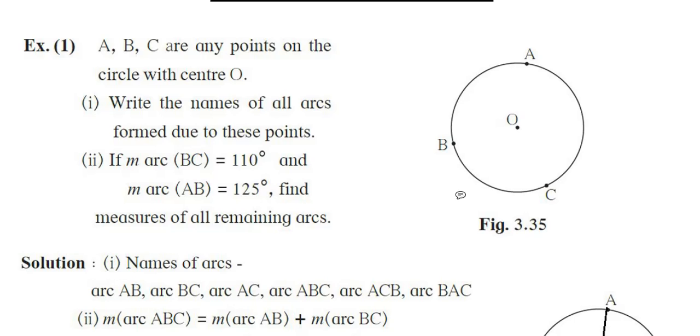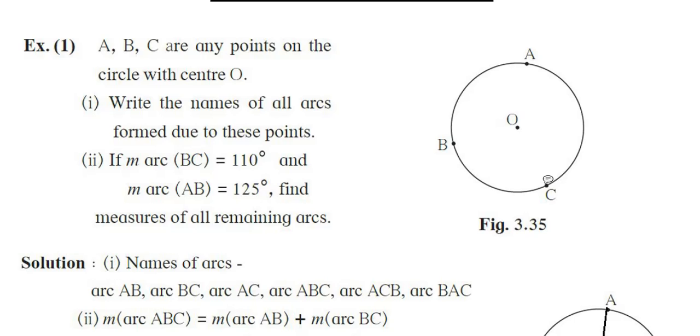So let's come back and see what are the arcs formed. Here are the names you can see. There's an arc AB. So this portion A to B. Then B to C is an arc. A to C is also an arc. Then a bigger arc ABC is an arc. ACB is another arc, and BAC is also an arc which is being formed. So these are all the possible combination of arc that can be formed.